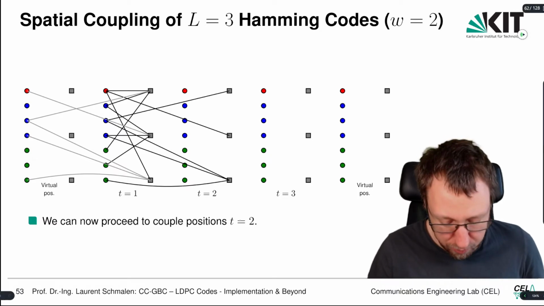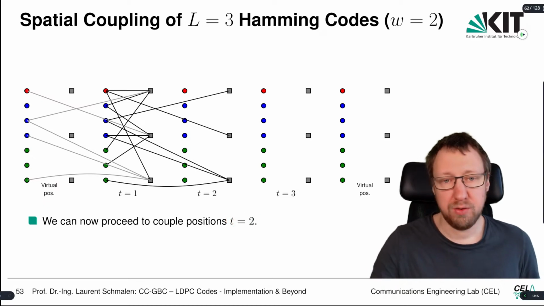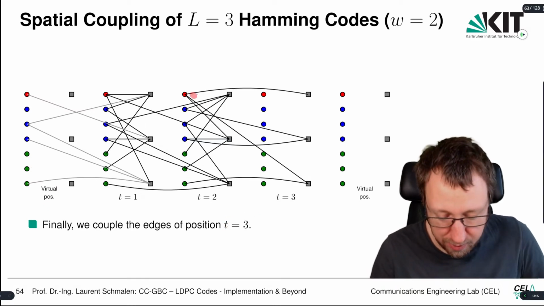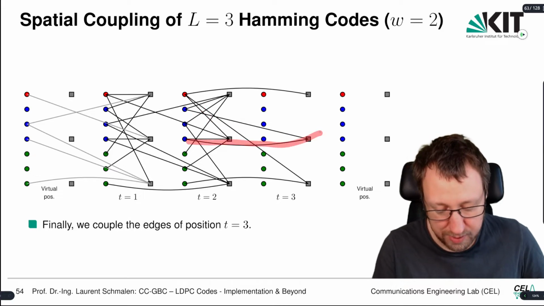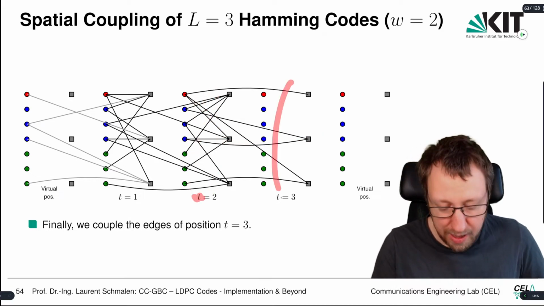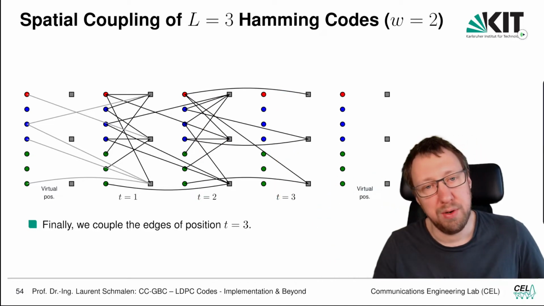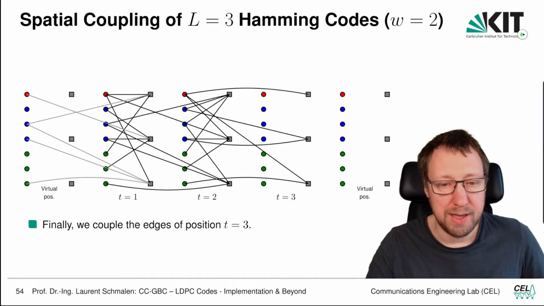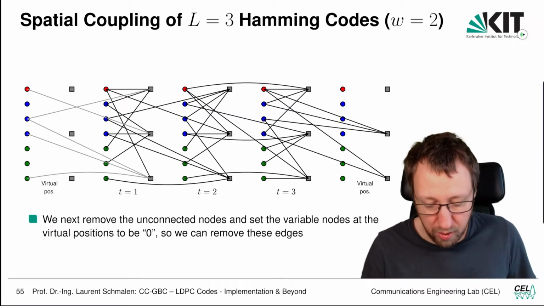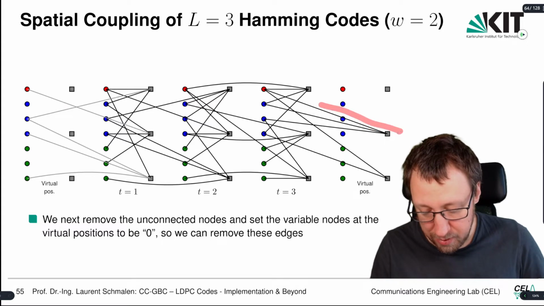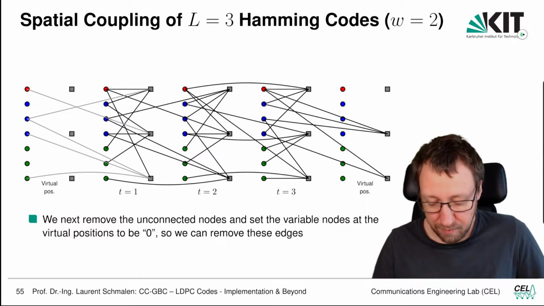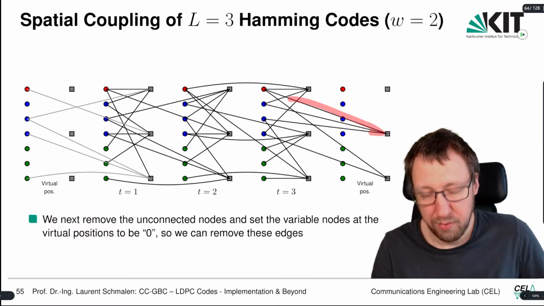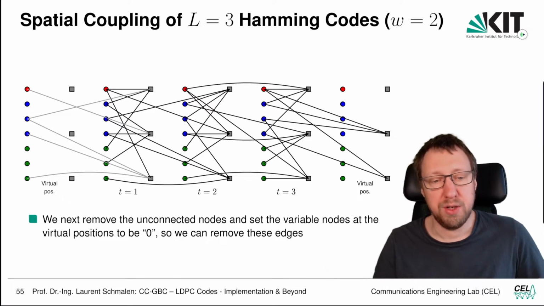So now we continue and we move to spatial position t equals 2. We do the same experiment. For each edge, we choose a free socket, and then we connect the edge to the sockets. We see some are connected to the same spatial position, and some are connected to the spatial position t plus 1. Then we do the same for t equals 3. And here we also see that we need to connect to some sockets from the virtual position. So this is what happens if we connect to the virtual position.